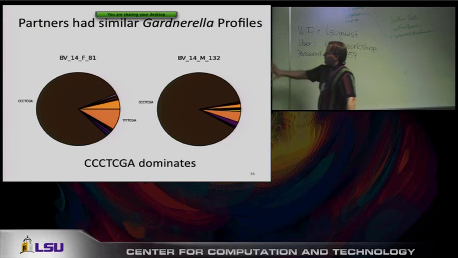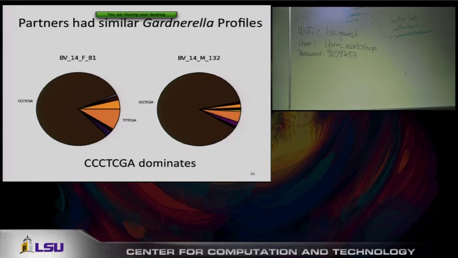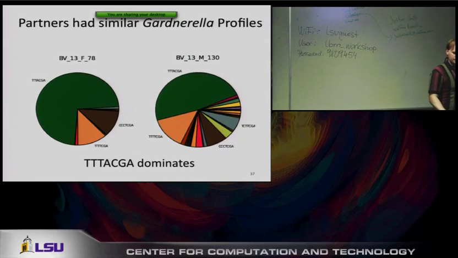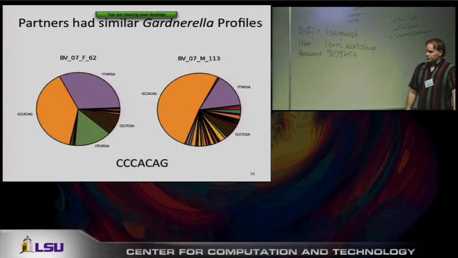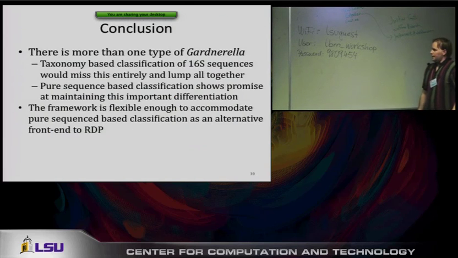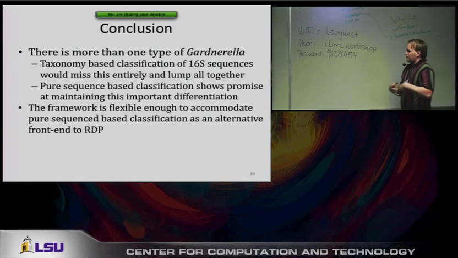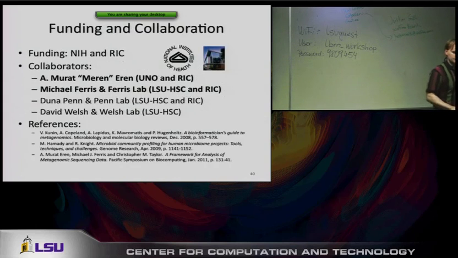So if we looked at the male partner that matched with each female, we saw that the same oligotype dominated their Gardnerella sequences. And we saw this throughout all the patients that we looked at. So that provided strong evidence for us to continue looking at this, and we're still looking at that now. So the conclusion is that if we develop a more sequence-based approach to identifying these sequences, instead of going through RDP, maybe we can get some more information out of the data than we're getting at present.